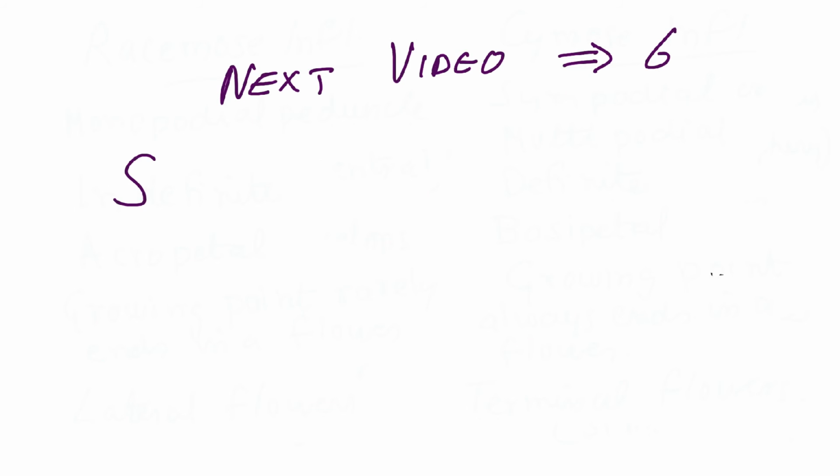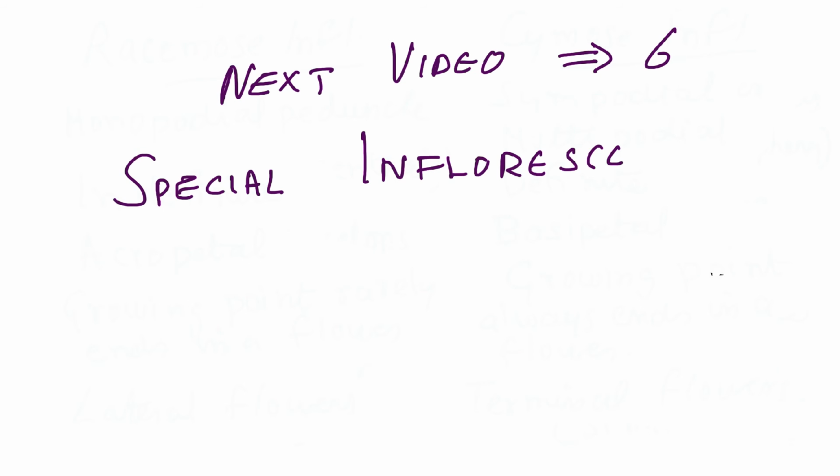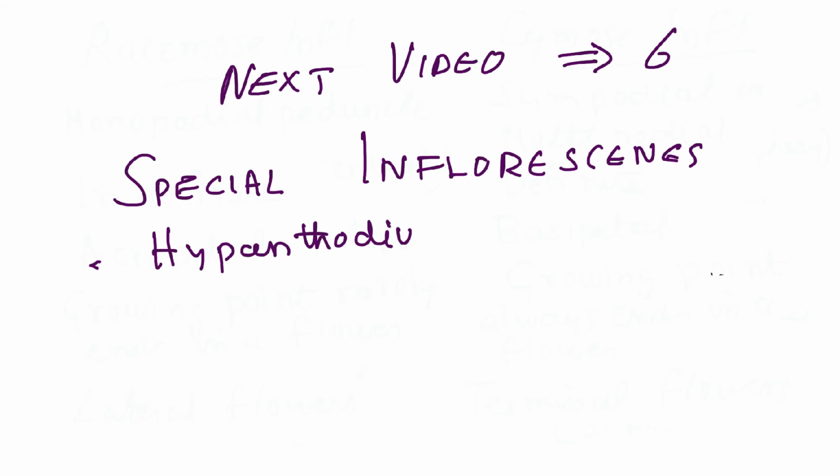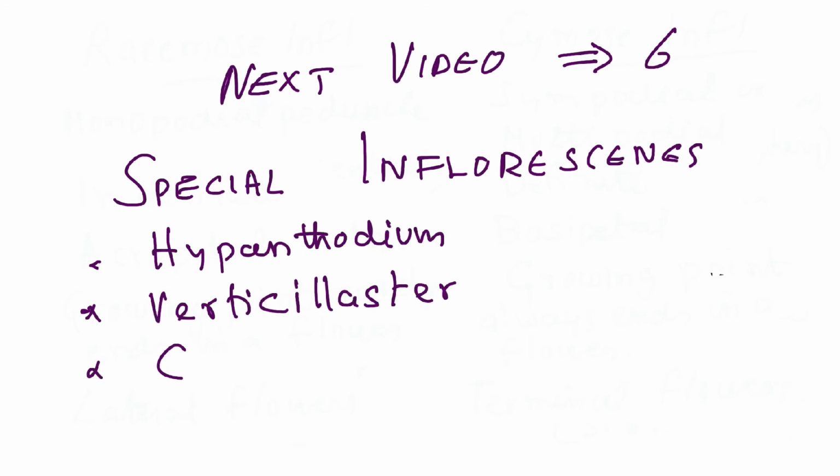So what about the next video? The next and last video in this inflorescence series, we'll be looking at very interesting cases, that is special cases of inflorescence. Note that these special inflorescences, especially Hypanthodium, Verticillaster and Cyathium, are extremely important when we consider them from the examination point of view, especially the NEET examination. So the next video, that is the sixth video in the series dealing with inflorescence, will be looking at three special inflorescence cases, that is Hypanthodium, Verticillaster, and Cyathium.